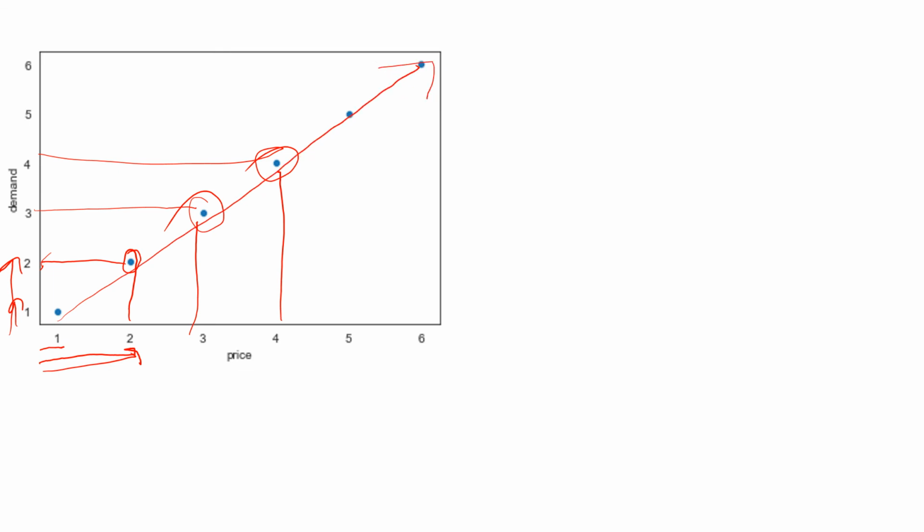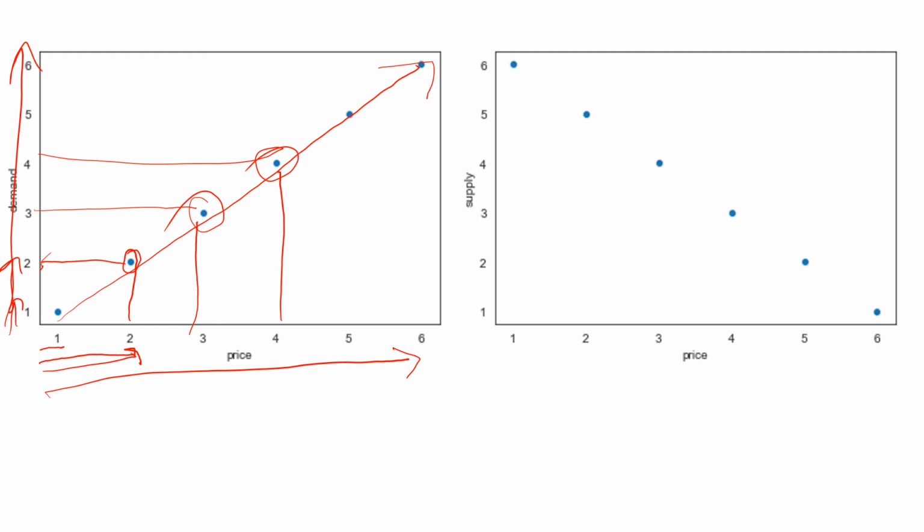So when the line is going upward, when the x-axis is increasing and the y-axis is also increasing, or the x-axis is decreasing and the y-axis is also decreasing, that's the perfect positive correlation. Now let's take another situation.